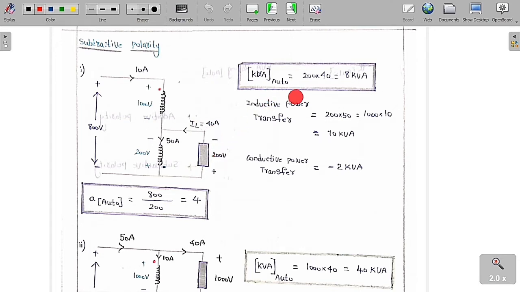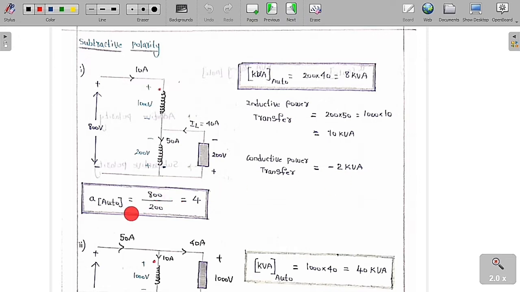So therefore the kVA rating of the auto transformer is equal to 200 into 40 or simply 800 into 10. You are going to get the same 8 kVA. What is the inductive power transformer? It is 1000 volt into 10 ampere or 200 volt into 50 ampere. So you are going to get 10 kVA. What is the conductive power transformer? It is the overall kVA minus the inductive power transformed, which is 8 minus 10, nothing but minus 2 kVA.